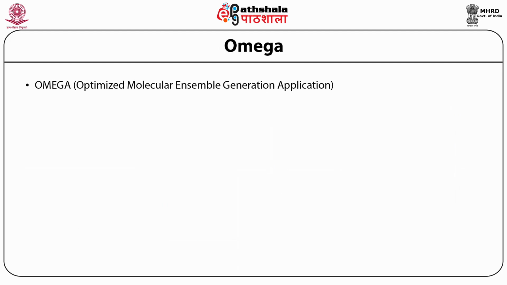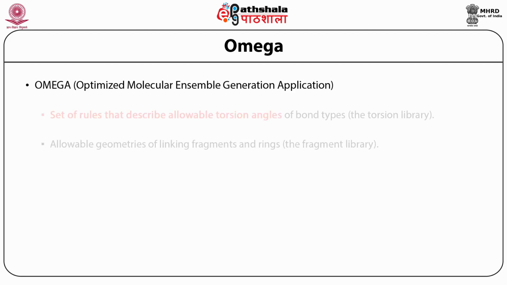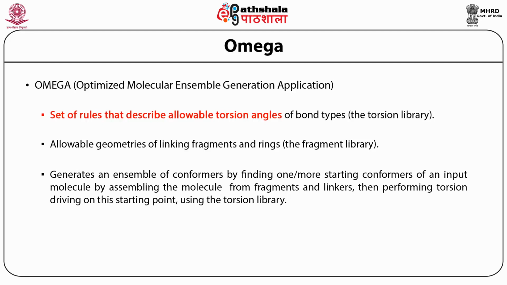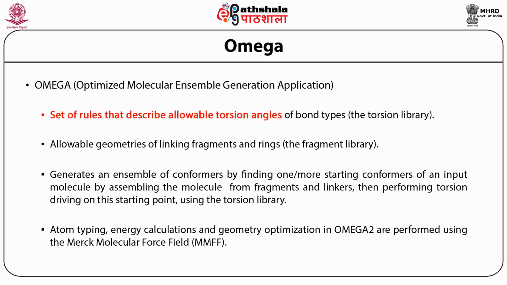Omega is an optimized molecular ensemble generation application, with a set of rules that allow torsion angles for each bond, depending on the bond type, to be picked from a torsion library and fixed. So it generates many conformers in a quite fast way. It calculates the energy and gives a geometry optimization, mostly using a molecular force field. This has been designed only to depict small molecules.